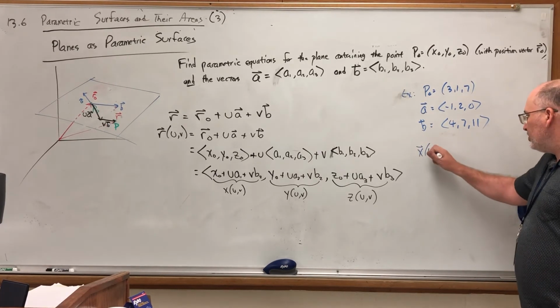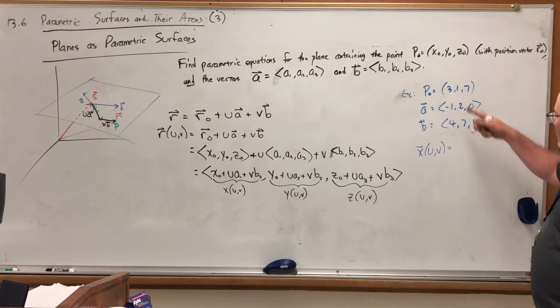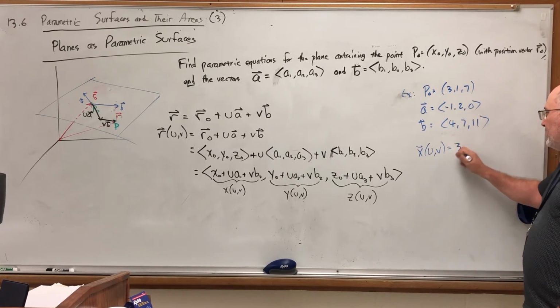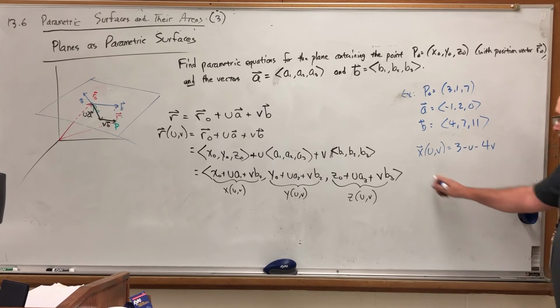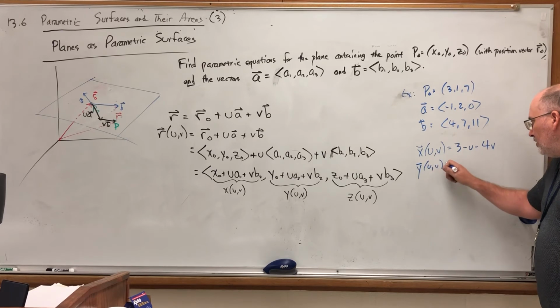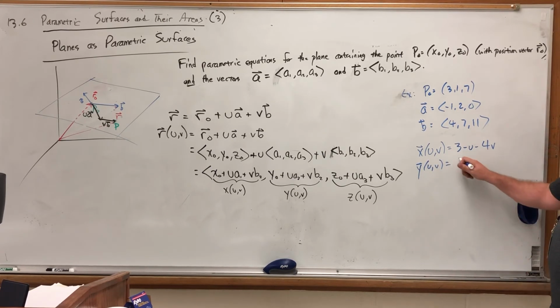Our x equation in terms of U and V would be the x coordinate, 3, of the point, plus the first component of A times U, so minus U, plus the first component of B times V, so x equals 3 minus U plus 4V. Our y component function would be the y coordinate of the point, which is 1, plus U times the y component of A, so plus 2U, plus V times the y component of B, so plus 7V. A lot of letters here.